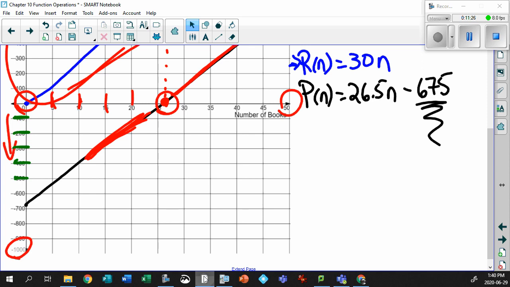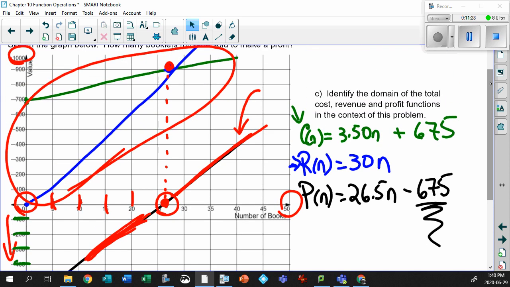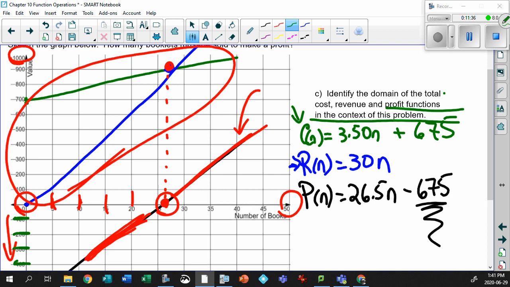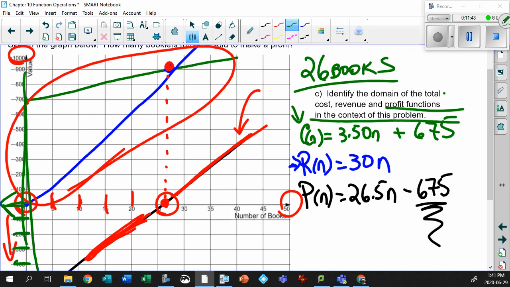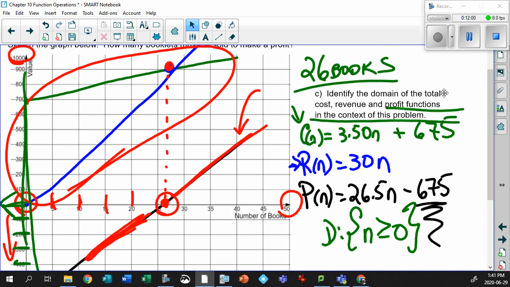So go back and make sure that you've answered it now by saying, okay, identify the domain of the total cost, the revenue, and the profit functions in context of this problem. Well, of course, we know that you have to sell at least 26 books to break even and start making a profit. What is the domain? Of course, you can't sell negative books. You can't sell a negative book. So your domain starts at n has to be greater than or equal to 0. That's how it works. Okay? Really great practical application question.